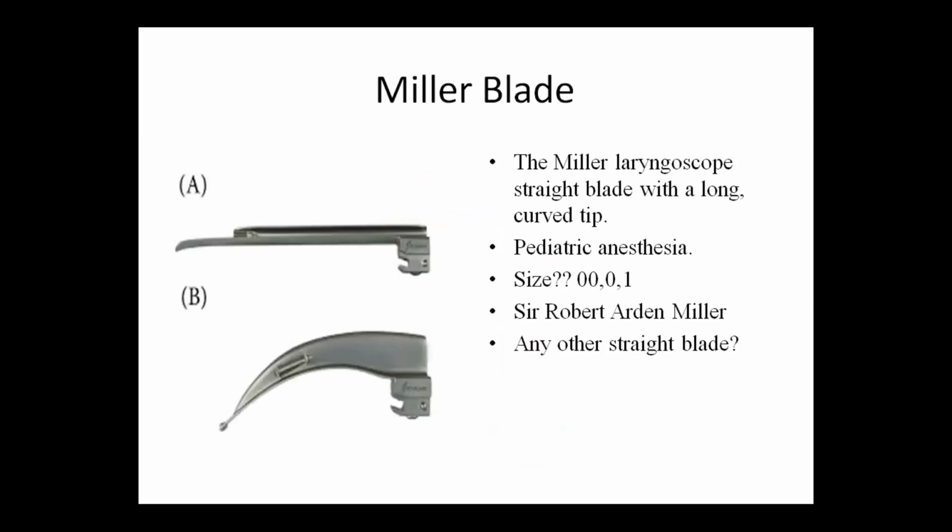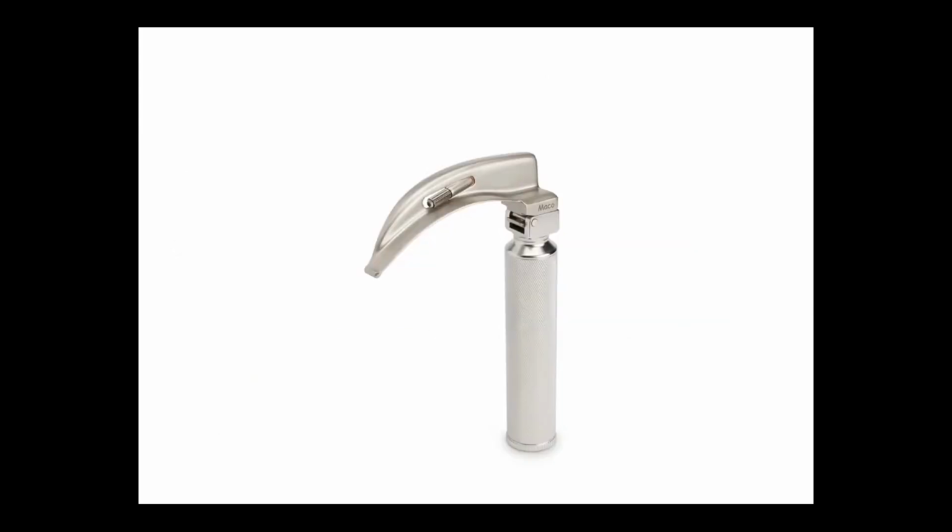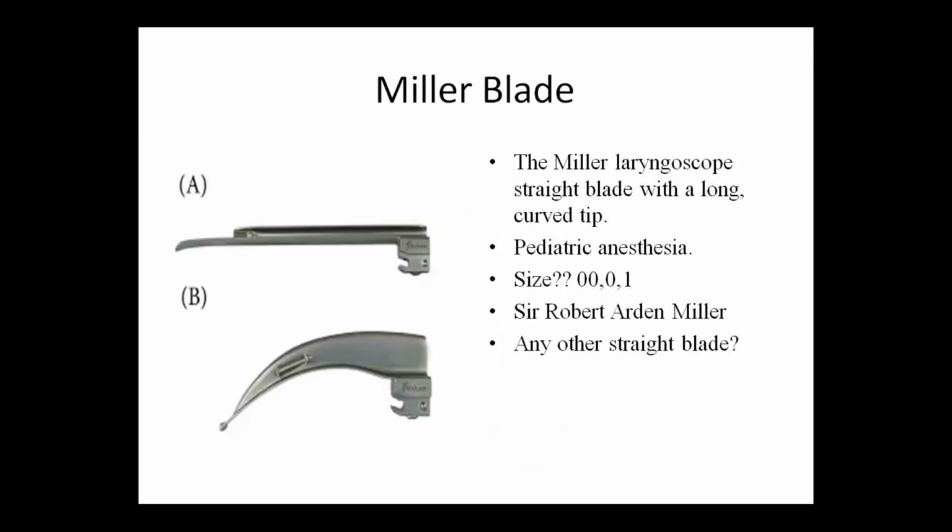Now laryngoscopes are named on the basis of whether the blades are straight or curved. As this blade is curved and it was discovered by Sir Macintosh, it was named the Macintosh blade. The other common blade which we use is a straight blade. It is called a Miller blade. It has a long curved tip with a straight blade. The most common use is in pediatric anesthesia. You should be aware of the sizes which we commonly use, like 000 and 1. The person responsible for discovering this was Sir Robert Arden Miller.